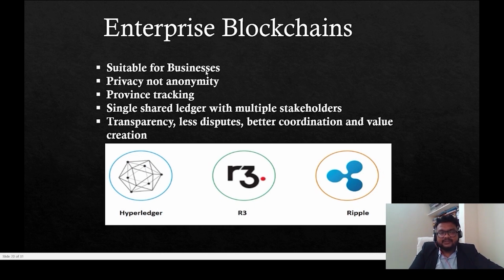It is suitable for business. Here, people's privacy is important, not anonymity, because everybody knows everyone. Provenance tracking is easy, so you can track the transaction to its roots. Single shared ledgers with multiple stakeholders can be maintained. Transparency, better coordination, and value creation can happen, and there will be less dispute, because one single ledger will be maintained across all the parties, so the chance of legal disputes will be less.